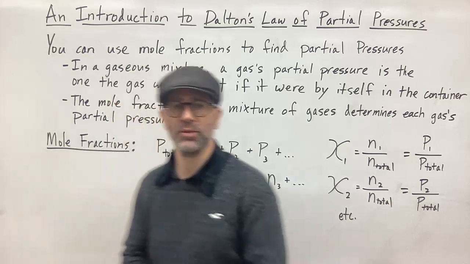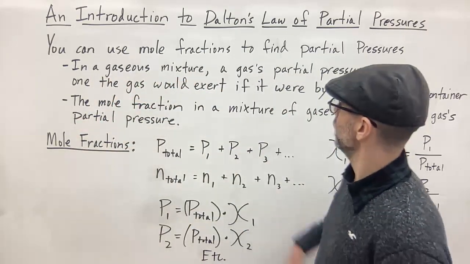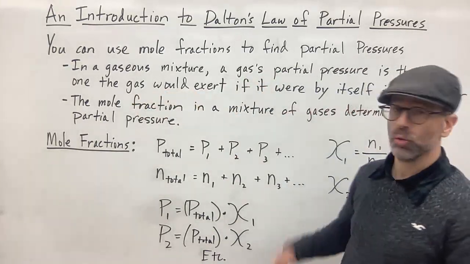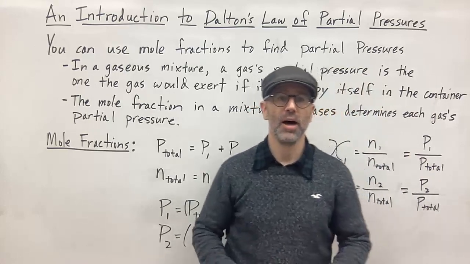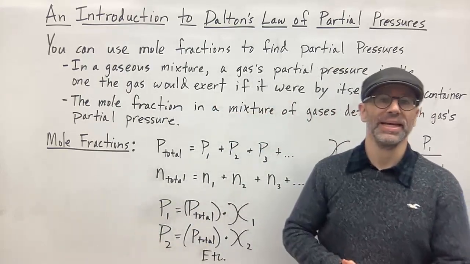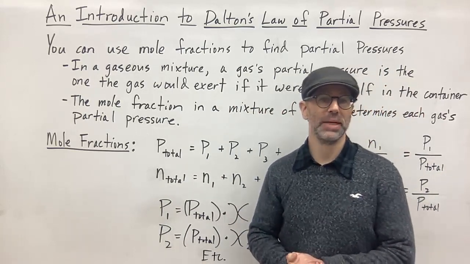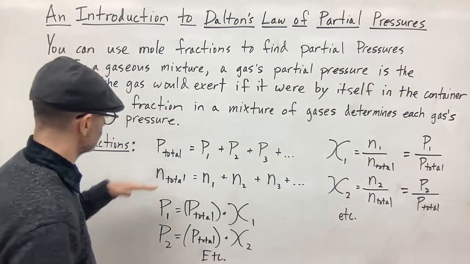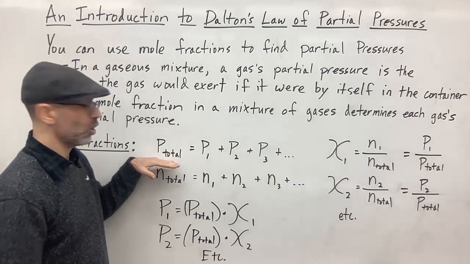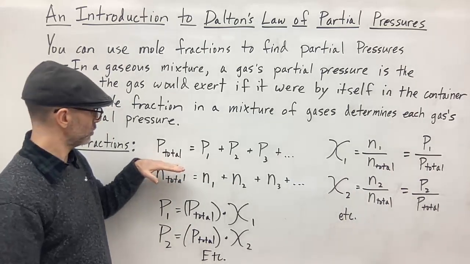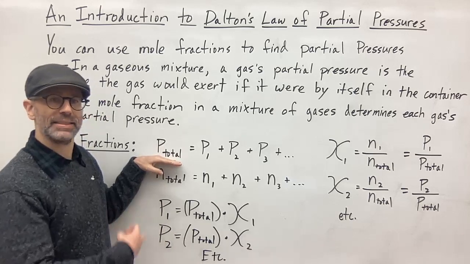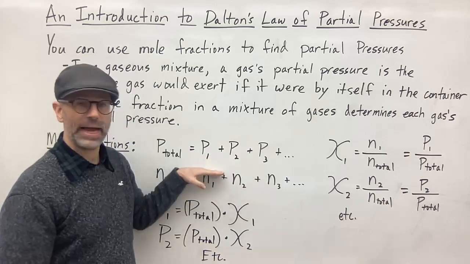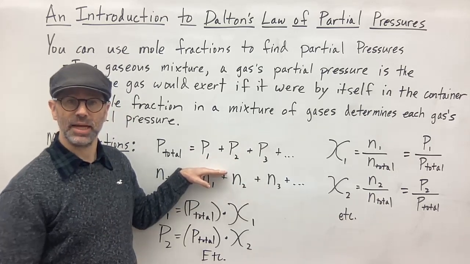So let's remind ourselves that in a gaseous mixture, a gas's partial pressure is the one that the gas would exert if it were by itself in the container. So the mole fraction in a mixture of gases is going to determine each gas's partial pressure. And let me explain why that is. So when we're talking about mole fractions, we're talking about a mixture of gases. So we said that according to Dalton's law, the total pressure of all the gases in the mixture is equal to the individual partial pressures of the gases as if they were by themselves in the container, right?